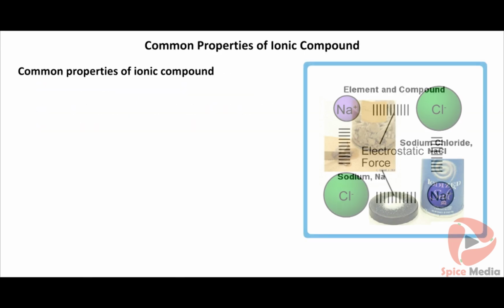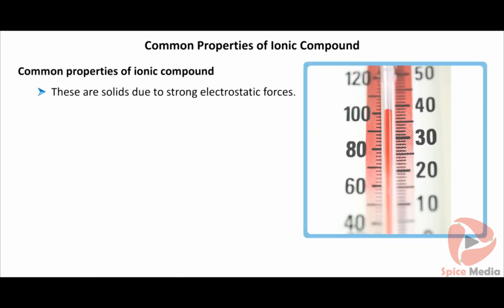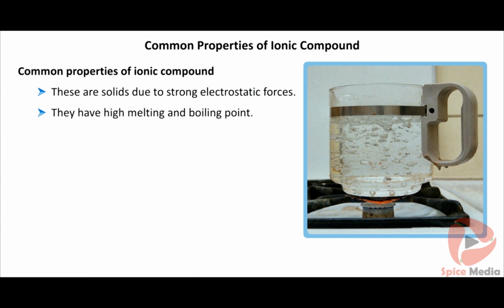Common properties of ionic compounds are: these are solids due to the strong electrostatic force between the opposite ions. These ions are not in free movement. Hence, ionic compounds are solids at room temperature. They have high melting and boiling points. Since the plus and minus ions are tightly held in their positions, only at high temperature do these ions acquire sufficient energy to overcome the attractive force, causing movement. Hence, ionic compounds have high melting points.